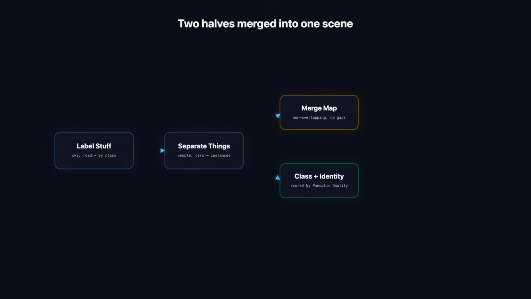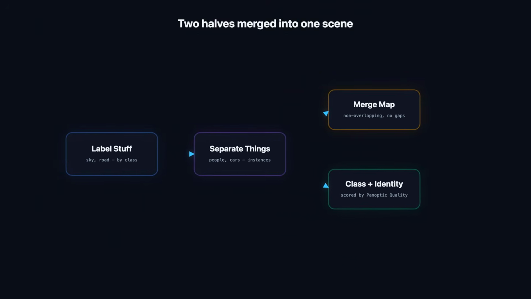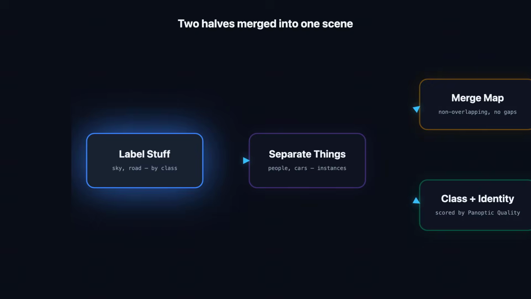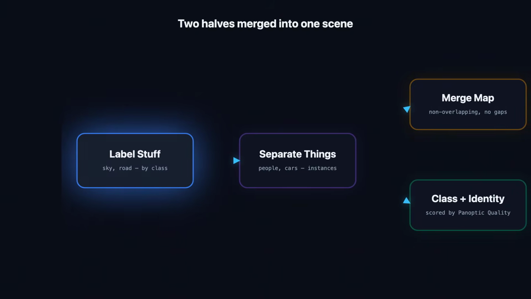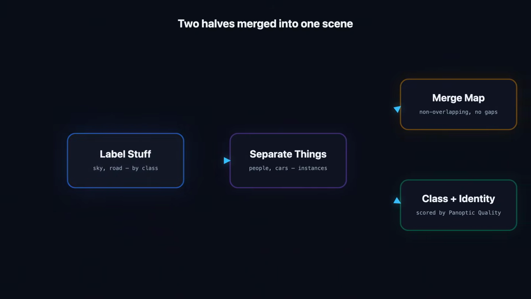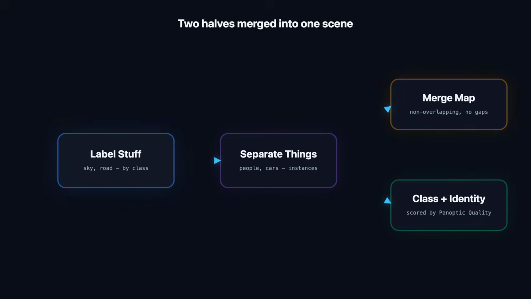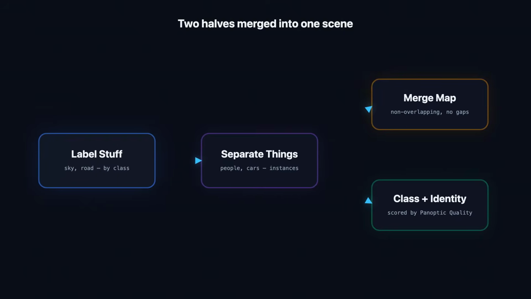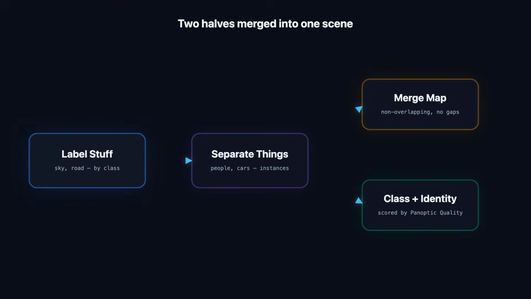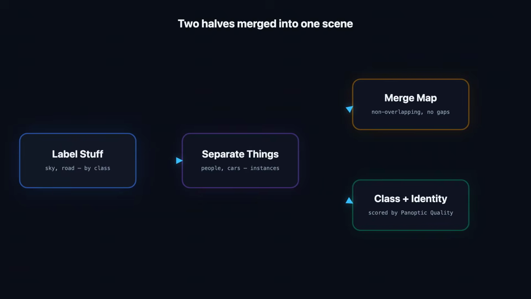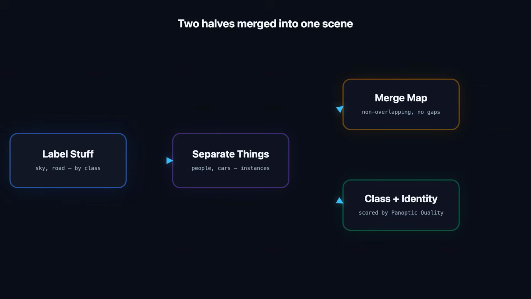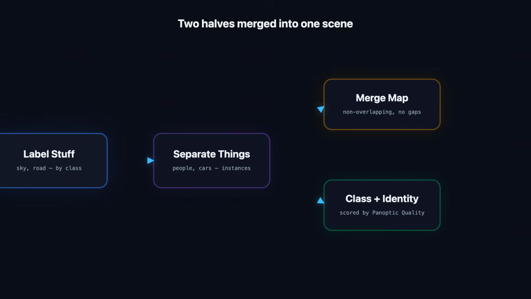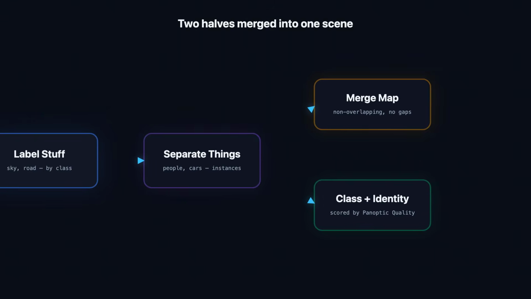Look, the cleanest way in is to watch a single scene get assembled into one unified output, region by region. The scene first has its amorphous stuff regions labeled by class. Sky, road, grass, water. These are uncountable background areas with no meaningful notion of individual objects. So the network simply paints each pixel with its category, exactly the way semantic segmentation would. There's nothing to separate here, only to classify.